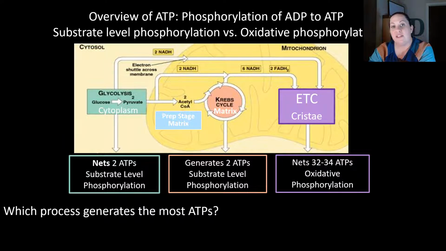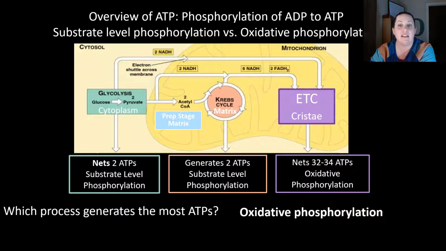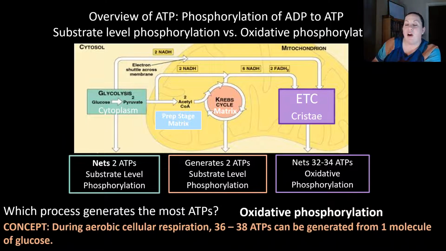So which process generates the most ATP? Well, that would be oxidative phosphorylation, and more specifically, that would take place in the ETC, the electron transport chain. And this means that if oxygen is present during aerobic respiration, we ultimately could make anywhere between 36 and 38 ATP per molecule of glucose. Okay, so we can make 36 to 38 ATP for each molecule of glucose.